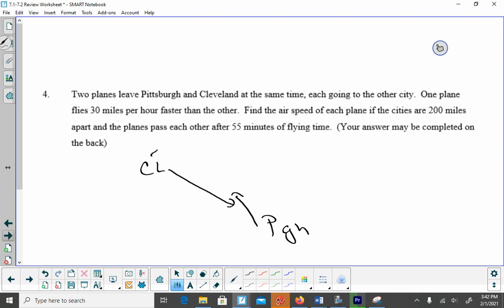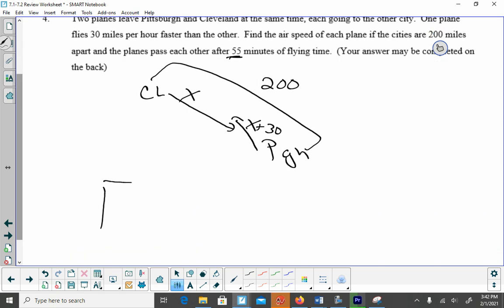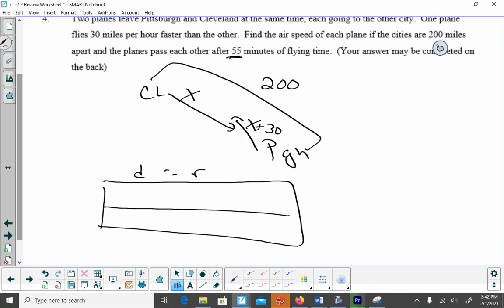Ooh, okay. So this is 200 miles. One plane flies 30 miles an hour faster, so let's call this x and this x plus 30. Doesn't matter really which one's flying faster. Here's the problem, though, and it's kind of a problem. They give me 55 minutes. So we're drawing my box, and we're saying distance is equal to rate times time. So this will be the plane going from Cleveland to Pittsburgh. And this will be the plane going from Pittsburgh to Cleveland.